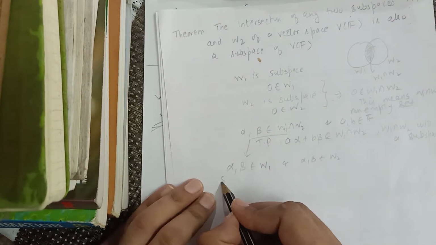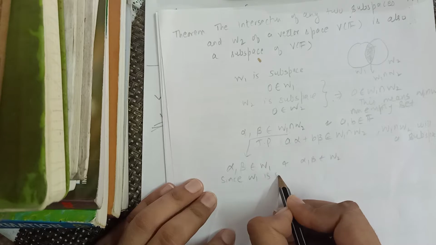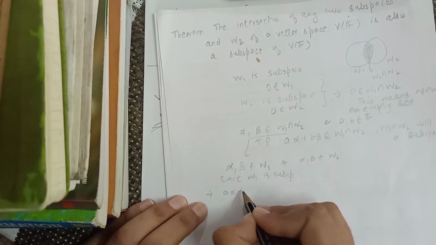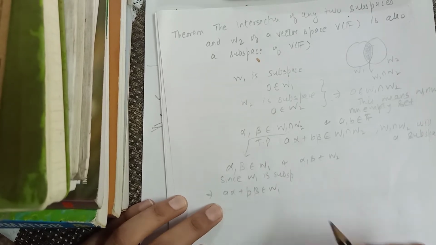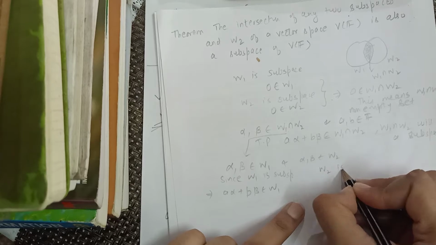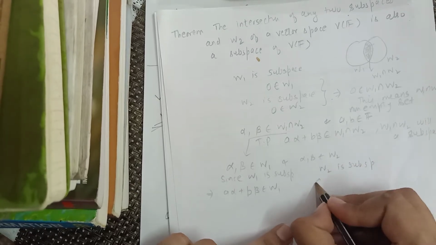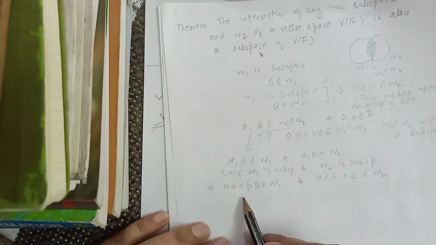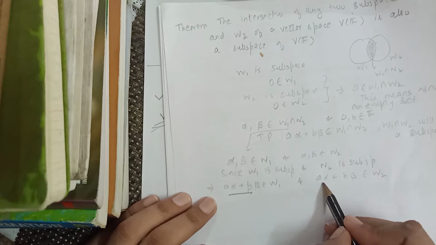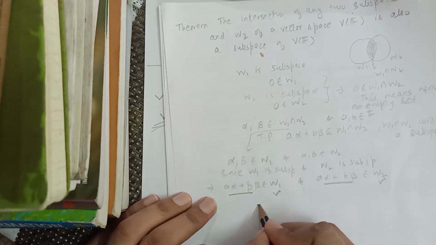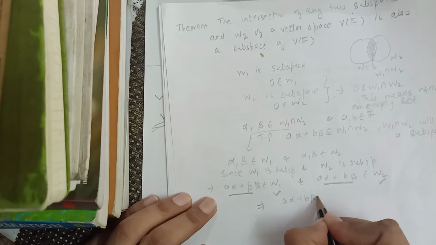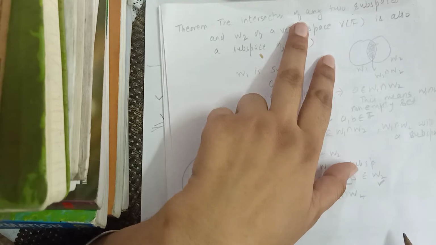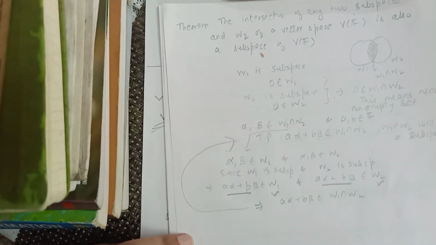Now since W1 is a subspace, it will satisfy that theorem. So a times alpha plus b times beta would belong to W1. Similarly, W2 is a subspace. So a times alpha plus b times beta would also be in W2. And since a times alpha plus b times beta is in both W1 and W2, therefore it is in their intersection also. So this was what we needed to prove. So the intersection of two subspaces is again a subspace.